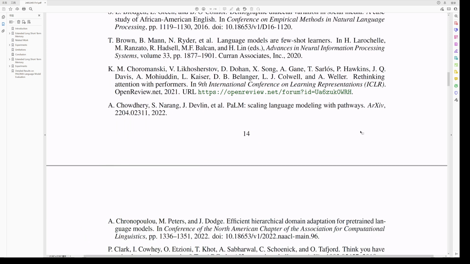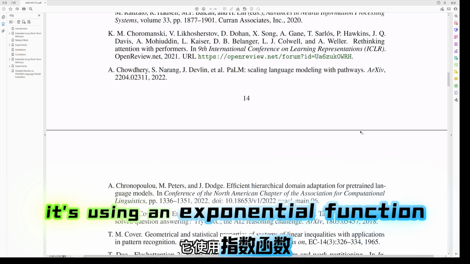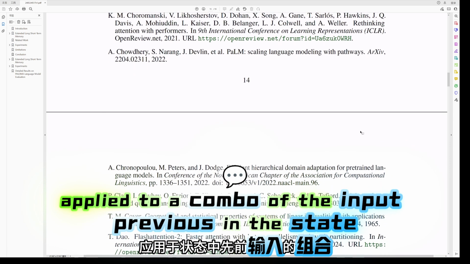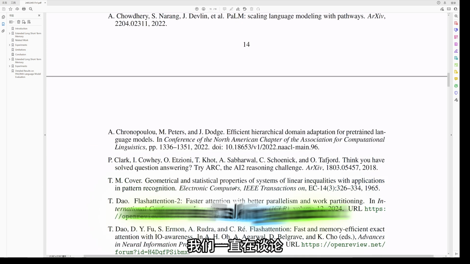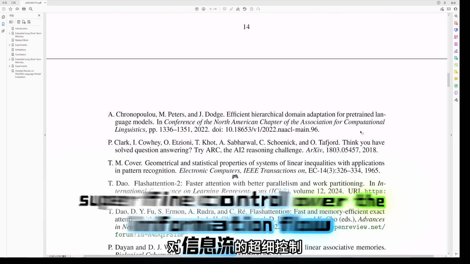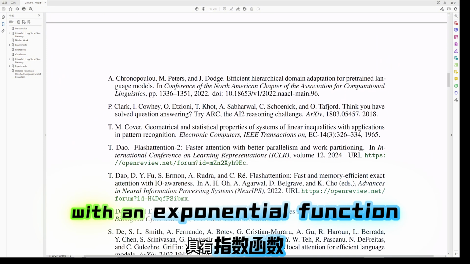Look at equation 12. The input gate doesn't use that typical sigmoid function. It's using an exponential function applied to a combo of the input, previous state, and a bias term. Right. That's the exponential gating we keep talking about, giving that input gate superfine control over the information flow. But I'm thinking, won't those values explode with an exponential function?